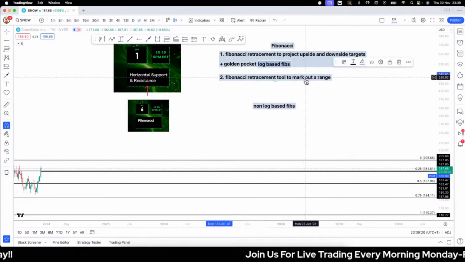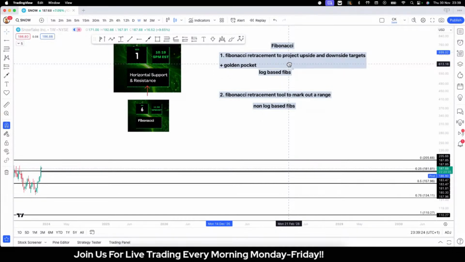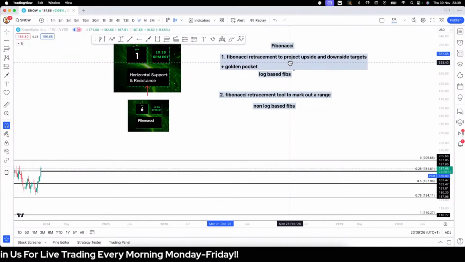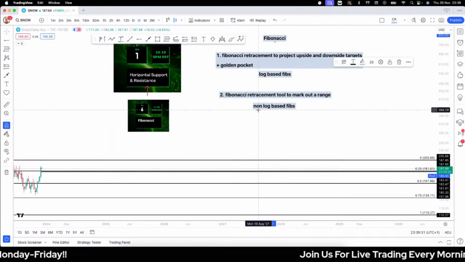That is one problem, and also another reason why I do not like to use Webull all that much for FIBs is that, and maybe there is a way to put it on log scale, but I have not found a way to use log-based FIBs on Webull.